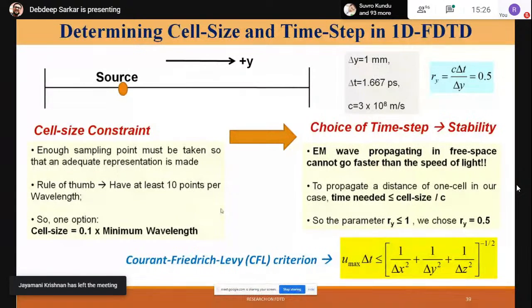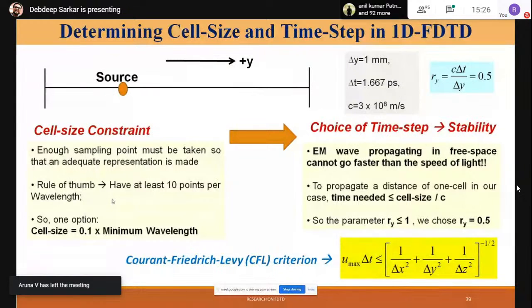What is the frequency of operation, and that will give you the minimum wavelength of the system. And there is this rule of thumb that you must have at least 10 spatial points per wavelength to have an accurate or adequate representation of the electromagnetic phenomena. So these kinds of considerations. If I choose this cell size first, then I have to know beforehand that I cannot go beyond this frequency or something like that.